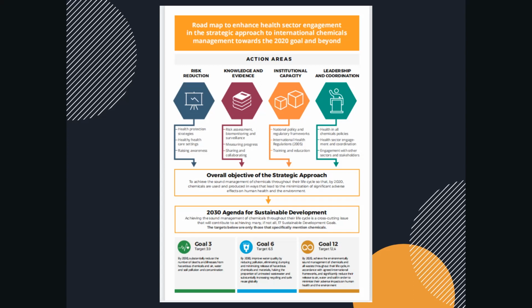The overall objective of the strategic approach is to achieve the sound management of chemicals throughout their life cycle so that by 2020, chemicals are used and produced in ways that lead to the minimization of significant adverse effects on human health and the environment. In the 2030 Agenda for Sustainable Development, achieving the sound management of chemicals throughout their life is a cross-cutting issue that will contribute to achieving many, if not all, of the 17 Sustainable Development Goals.